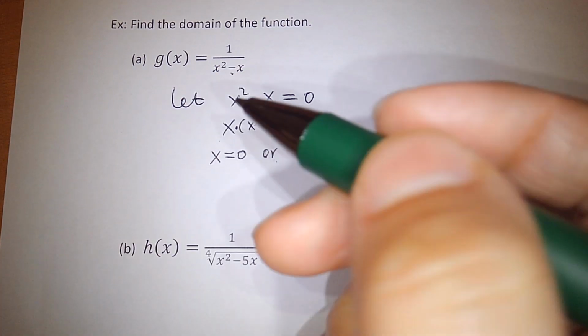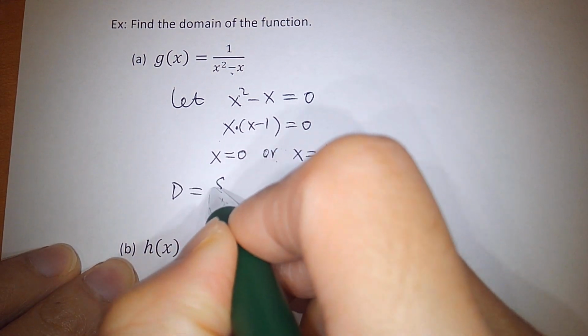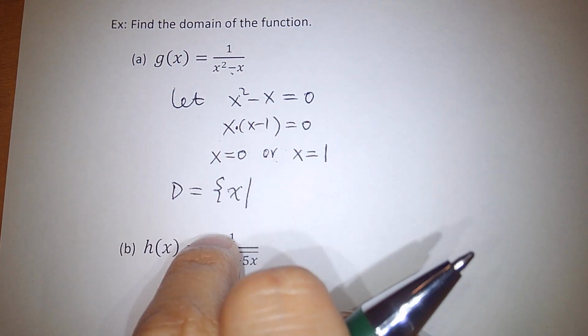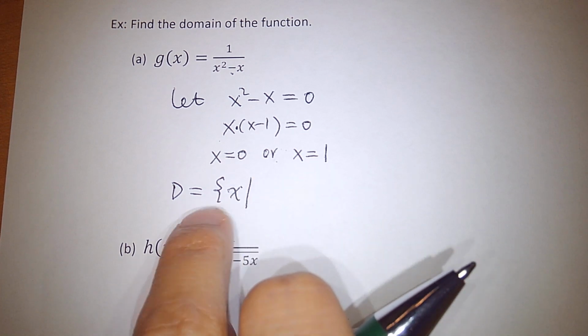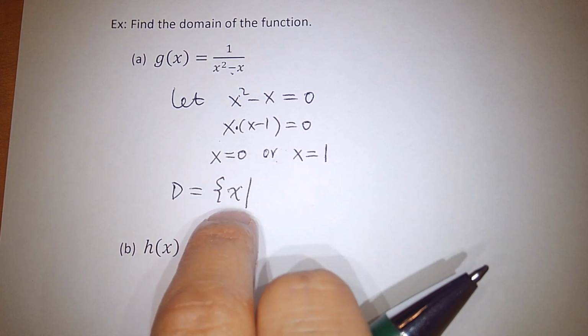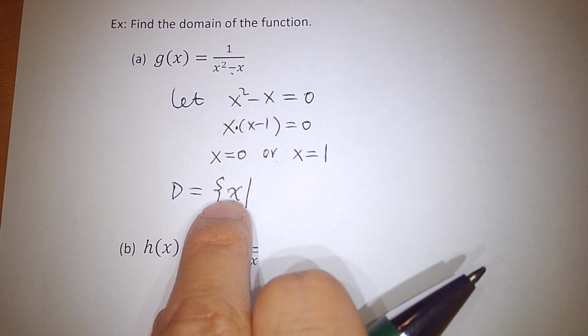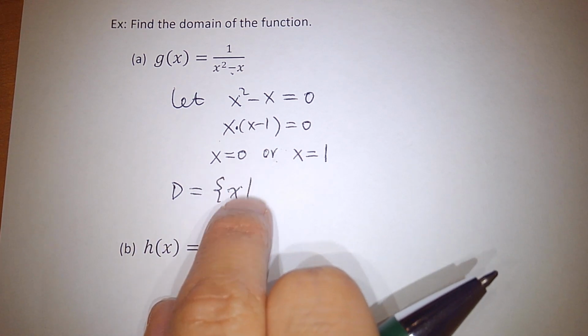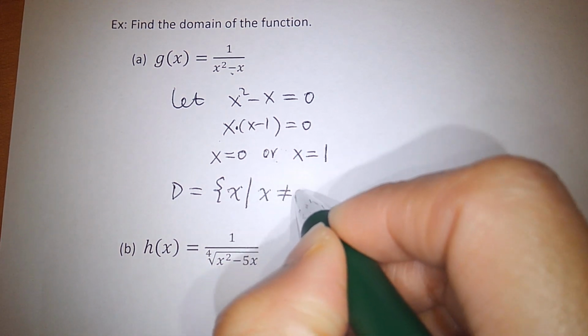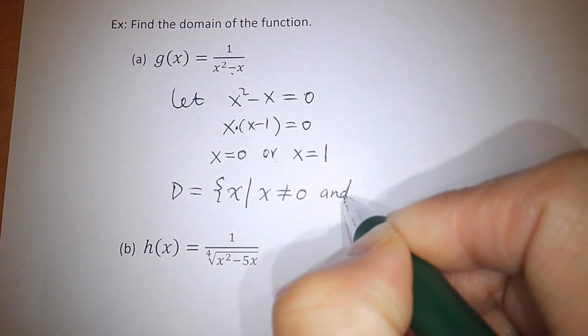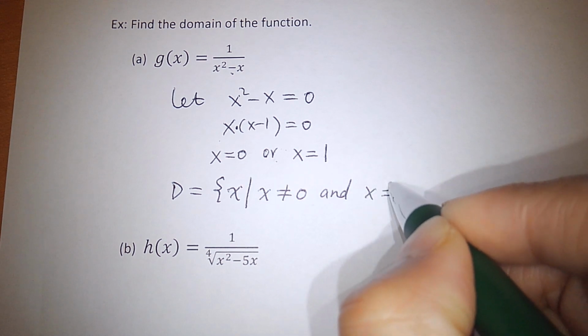So, what is the domain? The domain will be, we can use set builder notation, or you can use other expressions to describe this domain. The domain will be all of the x such that x cannot be 0 and at the same time x cannot be 1.